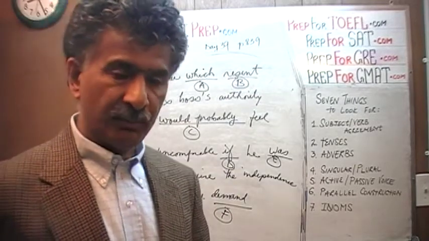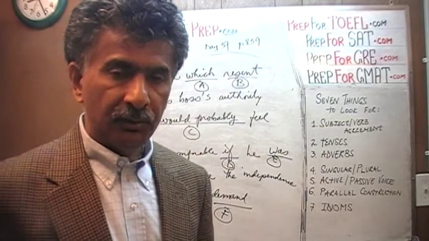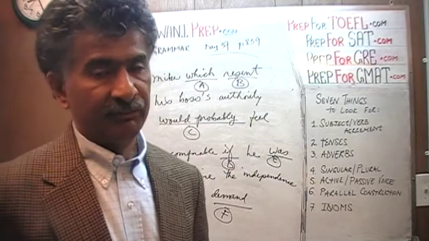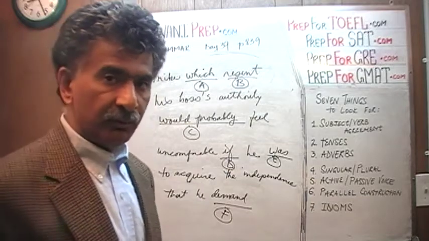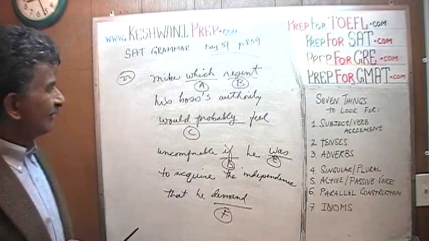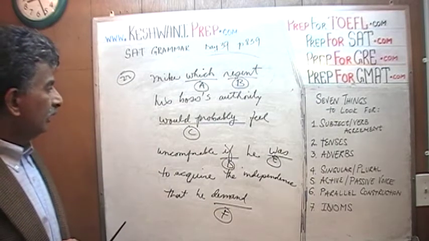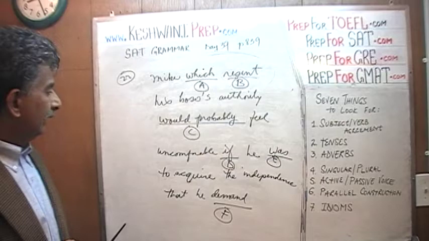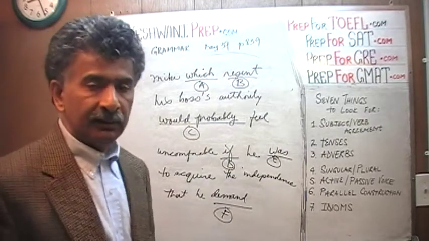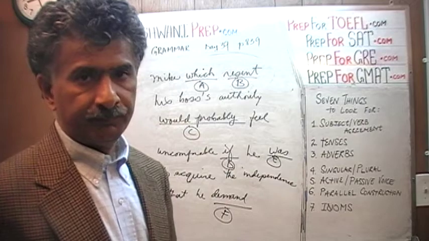I want you to read the sentence one more time, pause the video and fix it as much as you want. It has more than one mistake. Okay? Pause the video if you have to. This is how the sentence goes. Mike, which resent his boss's authority, would probably feel uncomfortable if he was to acquire the independence that he demands.